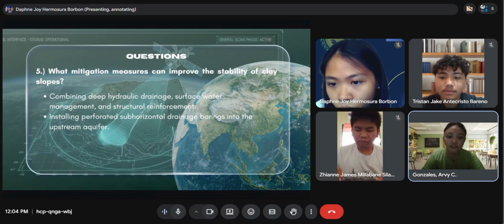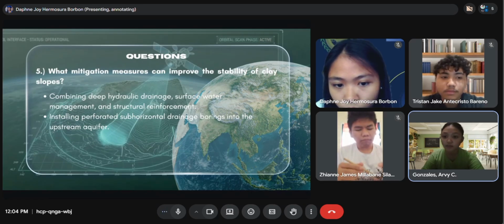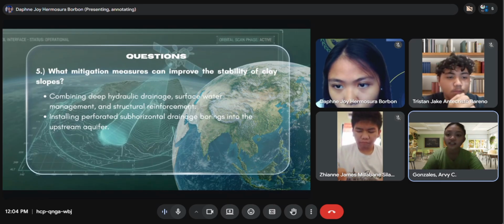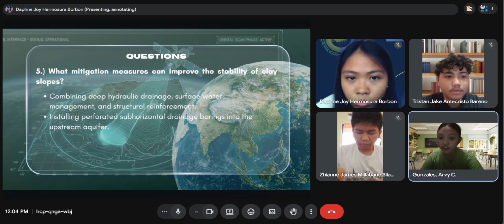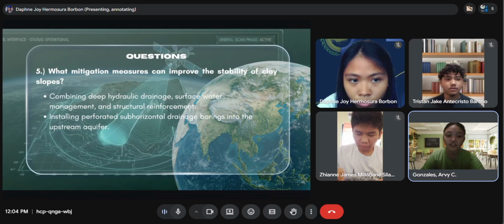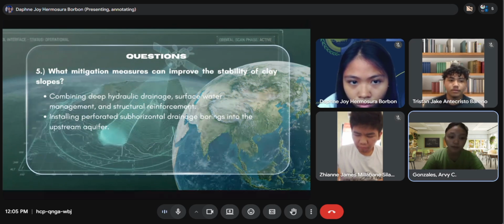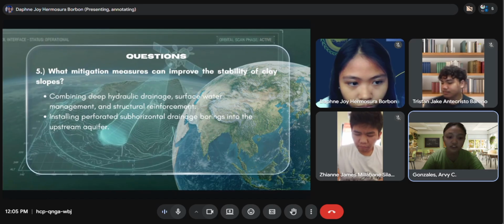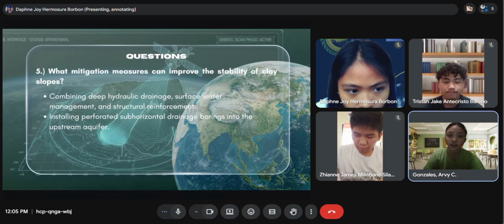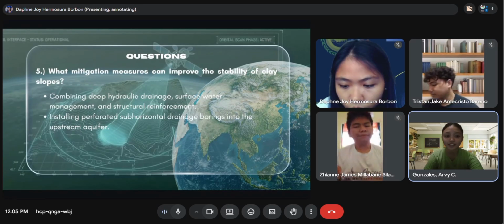Now, for the last question, number five, what mitigation measures can improve the stability of the clay slopes? So first is combining deep hydraulic drainage and surface water management and structural reinforcements. Next is the installing of perforated subhorizontal drainage borings into the upstream aquifer. This actively relieves the deep pore water pressure before it can ever reach and weaken the clay matrix. By pairing this deep drainage with surface ditches and concrete piles, we successfully anchor the slope and eliminate the primary triggers of failure. Now that is all for our case study, and I hope you have listened well.